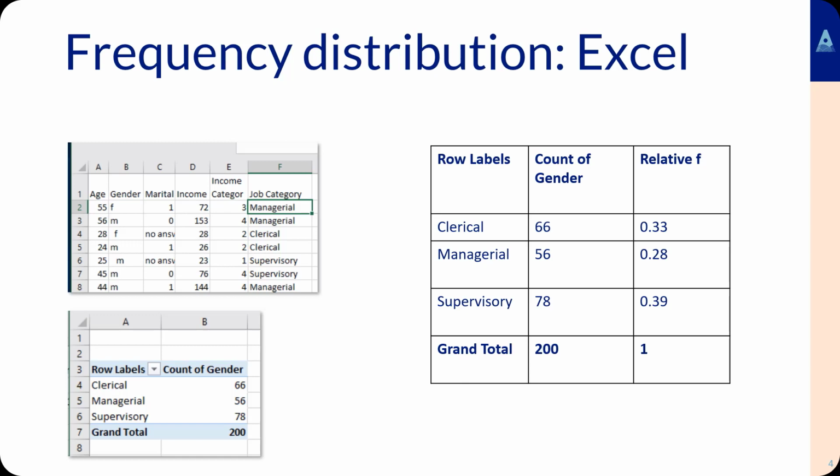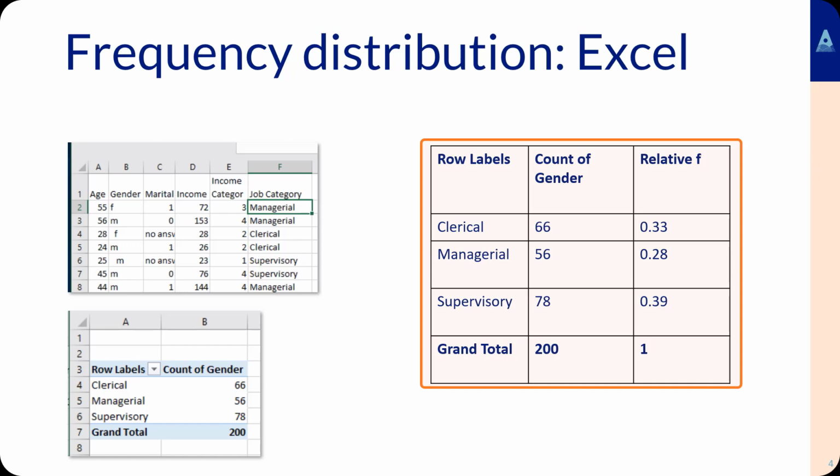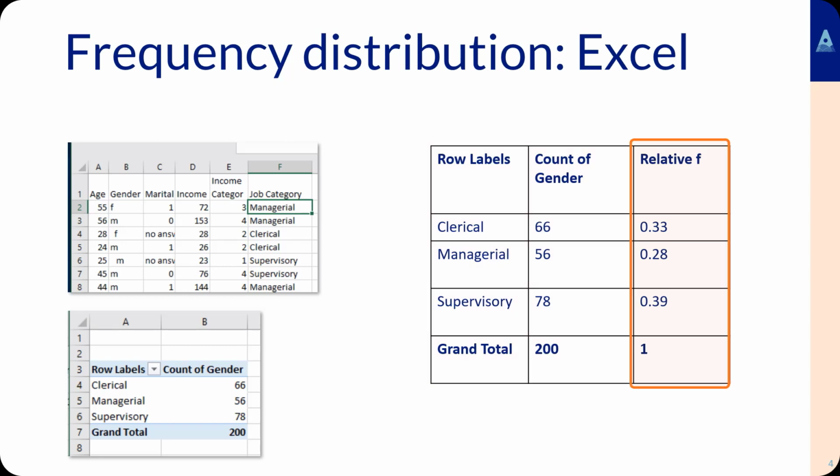So basically, our frequency distribution is automatically calculated. Our frequency table is automatically calculated using a pivot table tool. And then if we want to, we can then add, so on the right hand side here you can see that we now have the pivot table, but we add on an extra column, the relative frequency, and we can calculate that manually.